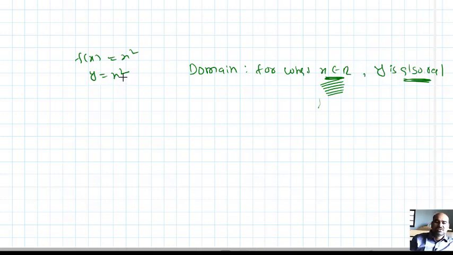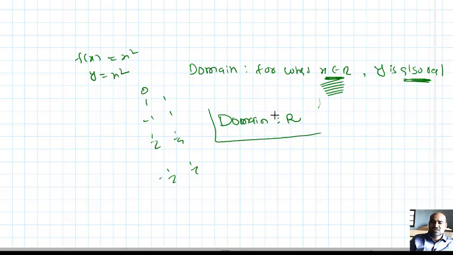Observe here. Instead of x, you take any real number, anything. 0, y equal 0 only; 1, y equal 1; minus 1, y equal 1; 1 by 2, 1 by 4; minus 1 by 2, 1 by 4. What is the meaning of that? You take any x, y is always real only, no? That's why I can say that domain of this function is all real numbers.